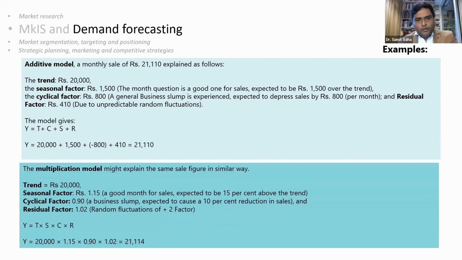Simple. Same problem, if you are using the multiplicative method, you see that it will be multiplicative like this. Trend is given as 20,000. Seasonal factor is given as, let's say, 1.15. It is given that a good month for sales is expected to be 15% above the trend. 1.15 means 15% more than the previous one. Then cyclic factor 0.9 means business will slump 10%. That we are expecting. It is given.